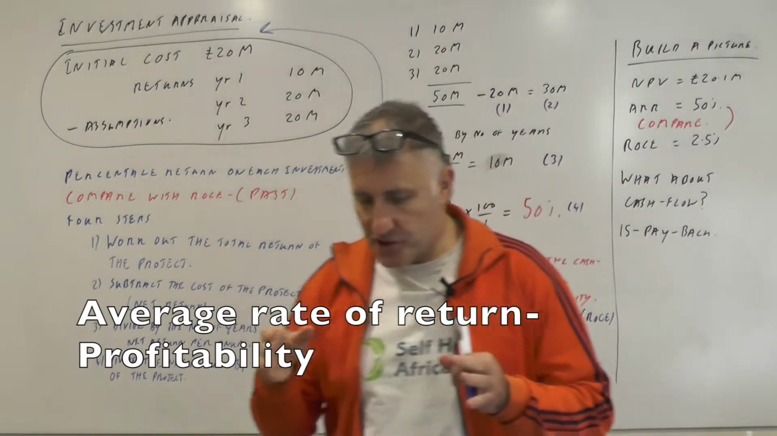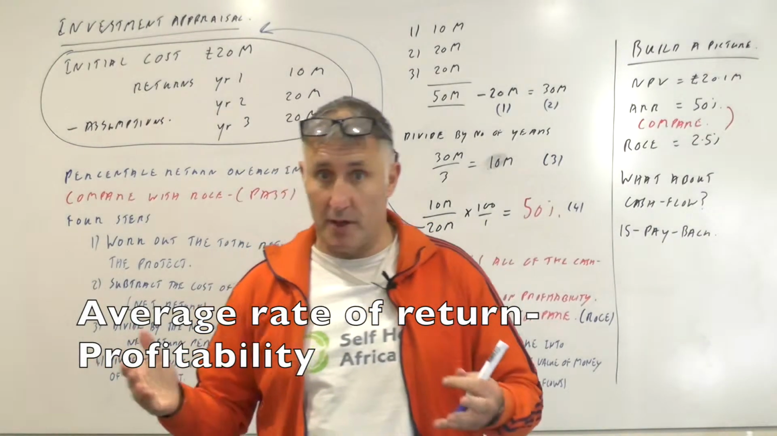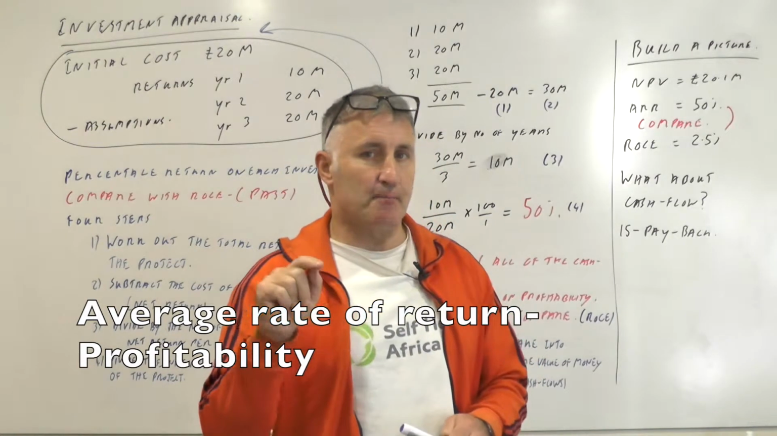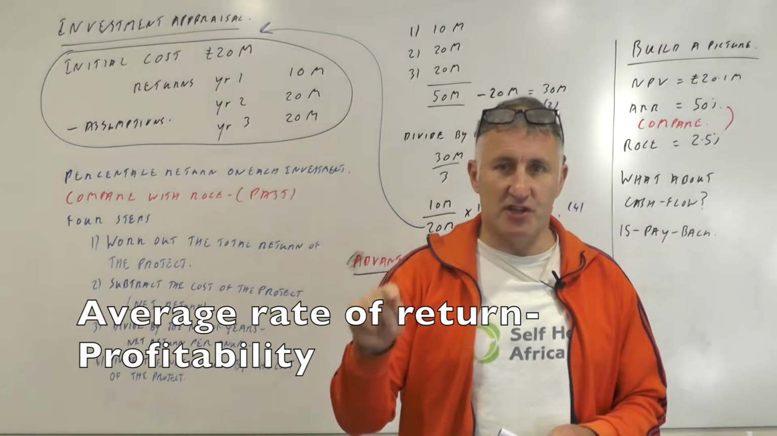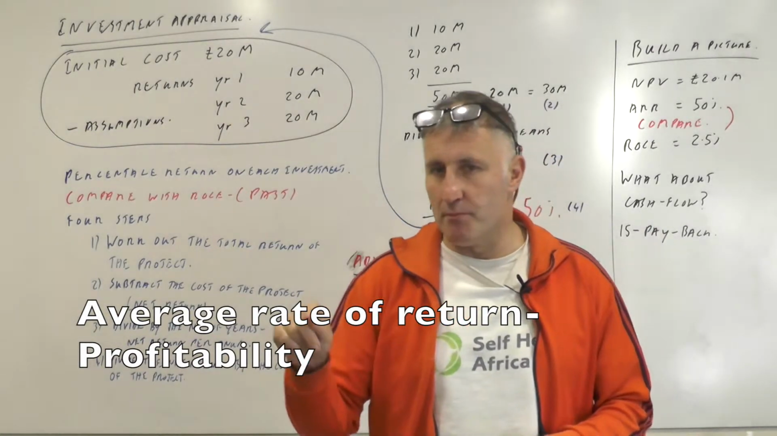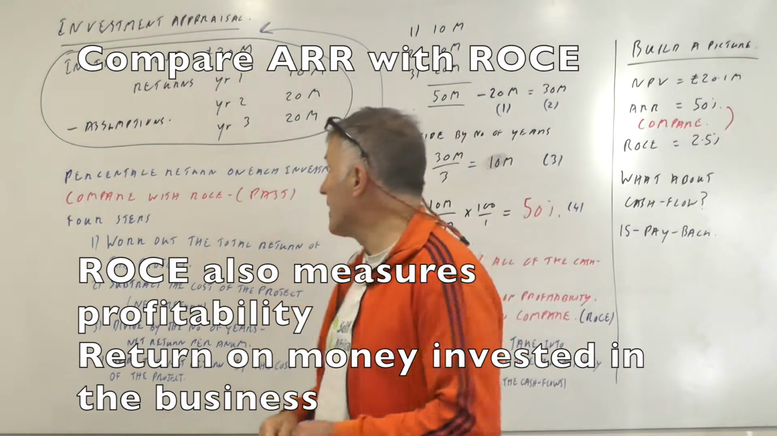So if, for instance, a project gives you a 50% average rate of return, which of course is extremely high, and you invest £10 million in that project, what that means is that every single year you're going to get a £5 million return because the average rate of return is 50%.